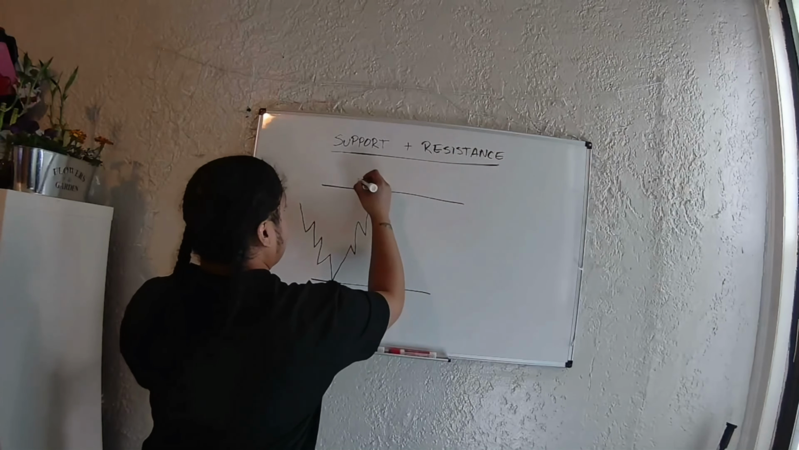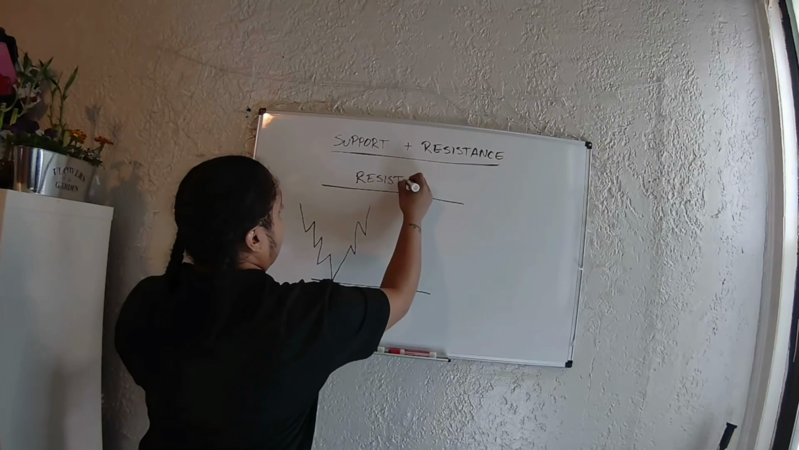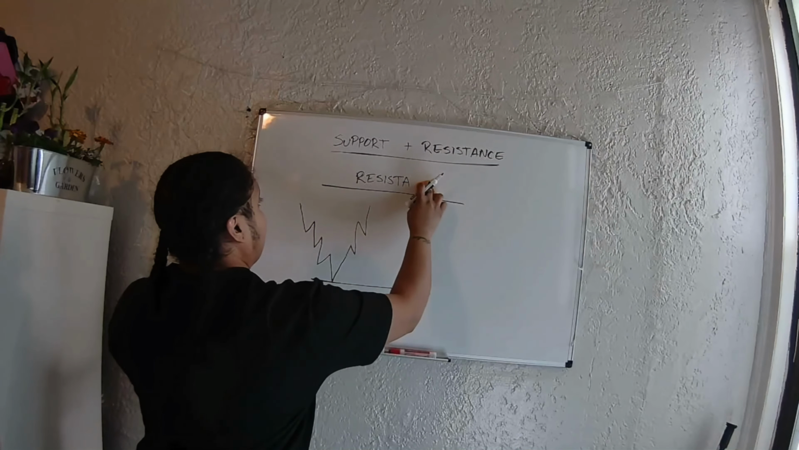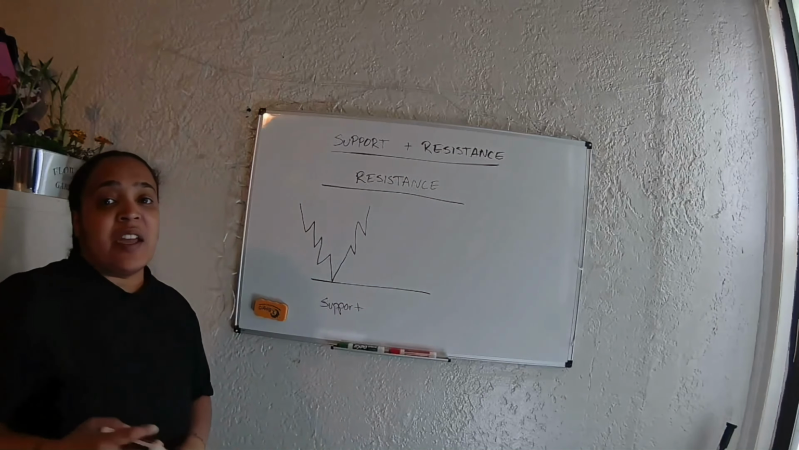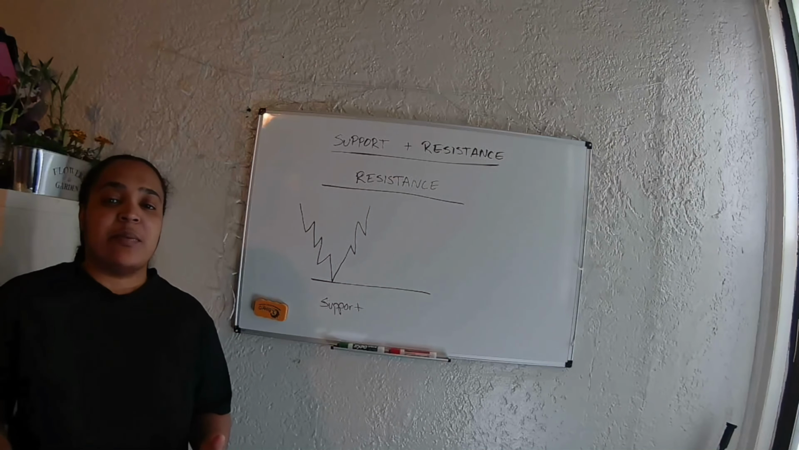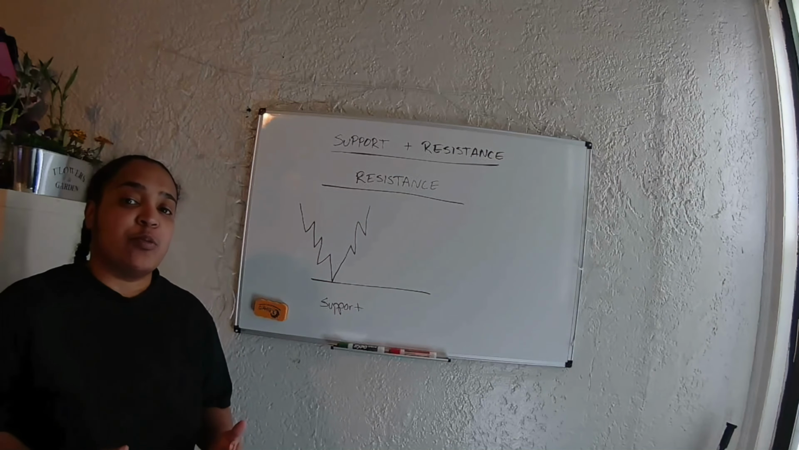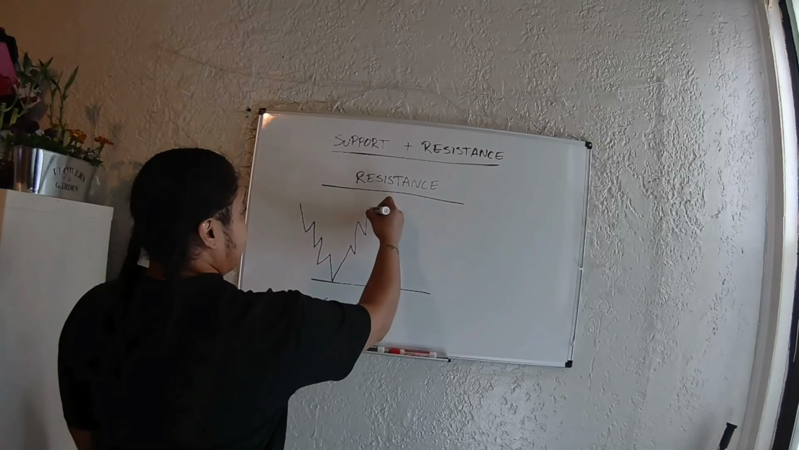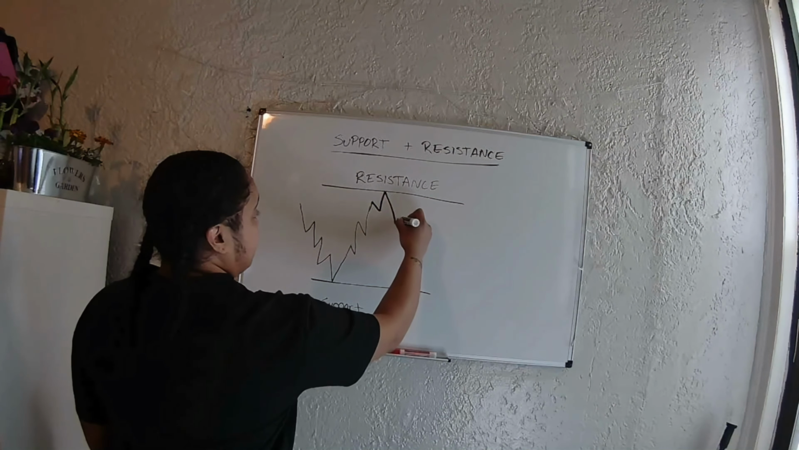Resistance. Think of resistance as the ceiling. So it's a price level where sellers tend to step in and take control and stop price from going higher. Price might also hit this ceiling multiple times before turning around and coming back down. So ideally, when you see price coming up here, you want to see price respect your resistance and then do the same thing, right?